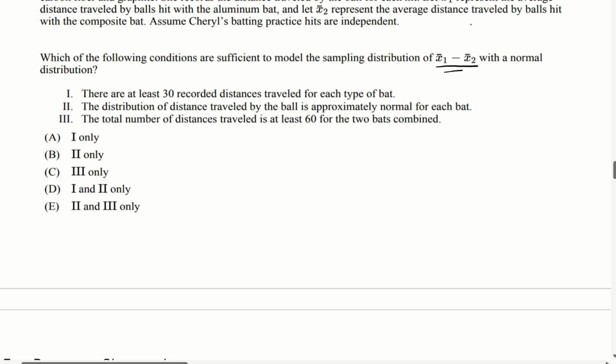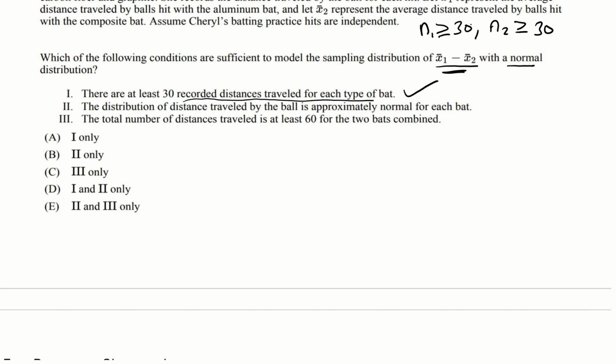The conditions to be able to approximate this with normal is that the n1 has to be greater than or equal to 30, and n2 has to be greater than or equal to 30. Okay, so the sample size for the one bat has to be greater than or equal to 30, and then the sample size for the other bat has to be at least 30, for us to be able to use the normal distribution for X bar 1 minus X bar 2. So there has to be at least 30 recorded distances for each type of bat.